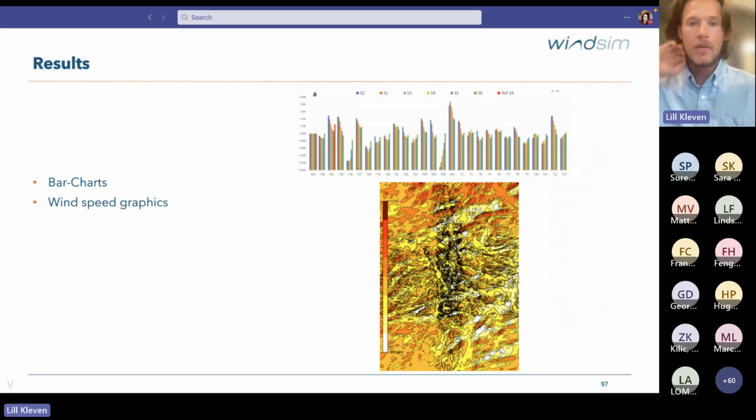In the results, I looked at the variations in the relative speed up for all the turbine positions relative to the position of MatMast number 3, which was at the southwest of the area. And I reported the results using bar charts where I had the different parameter settings in different colors, and I had 1 bar for every turbine position.